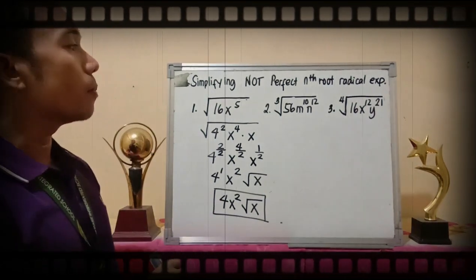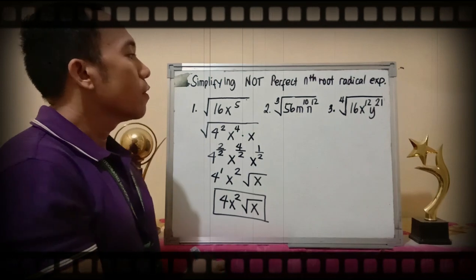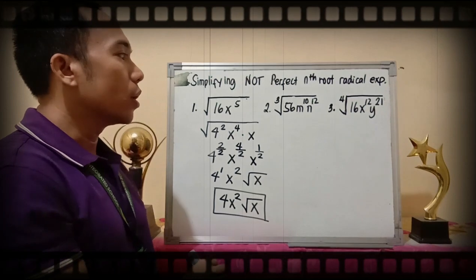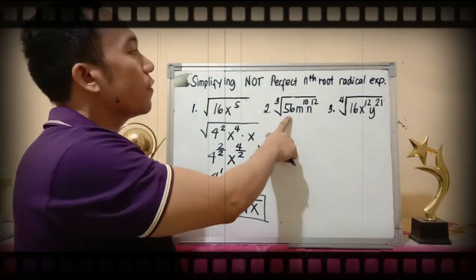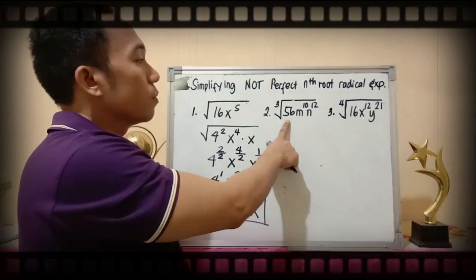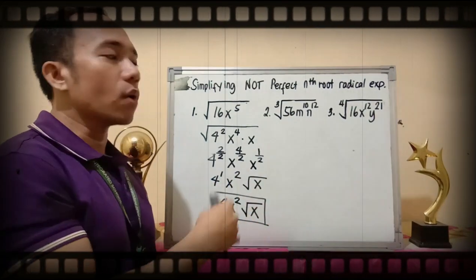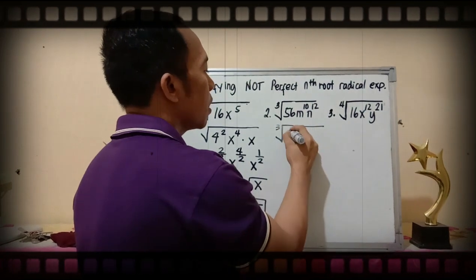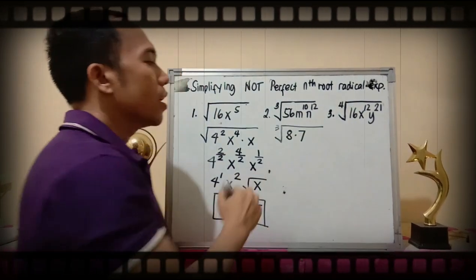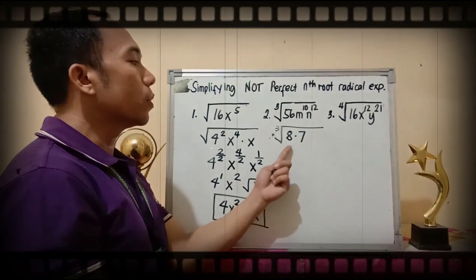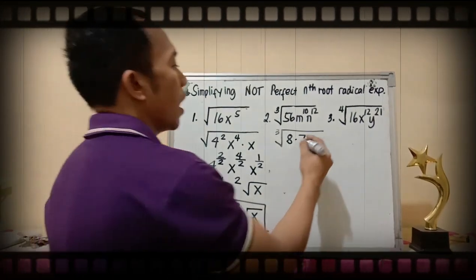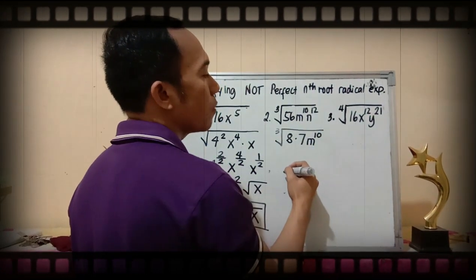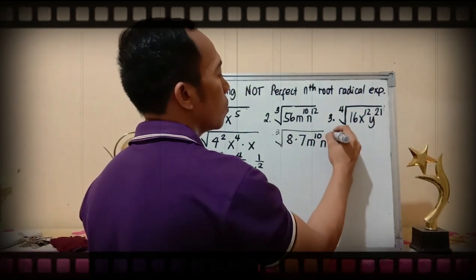The second example is the cube root of 56m raised to the 10th power and n raised to the 12th power. So 56 here is not a perfect cube. So we need to factor 56 into a perfect cube. The factors are 8 times 7. Your 8 is a perfect cube and 7 is not. And then copy the variables with exponents, m raised to 10 and n raised to 12.